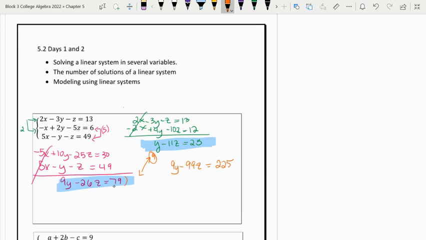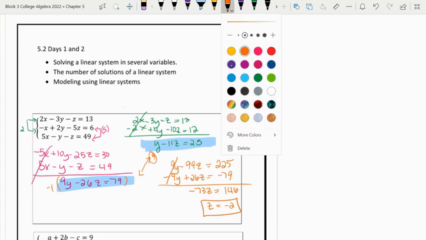I'm going to multiply it by negative 1. So it's going to give me a negative 9y, a positive 26z equals a negative 79. So add the z, so negative 99 plus 26, you get negative 73z equals 225 minus 79, 146. So divide, and so z is negative 2.